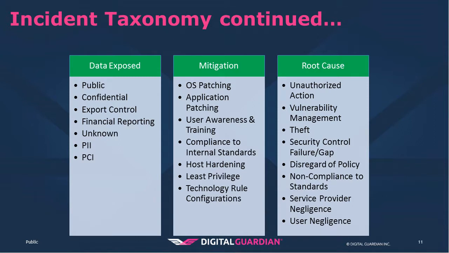And then finally, the three other ones I would recommend is around the data that's exposed, right? Was it public or confidential, export control? This will tell you what types of information are potentially targeted. From a mitigation perspective, how did you remediate that particular incident? Was it due to OS patching, or did you require maybe user awareness and training?